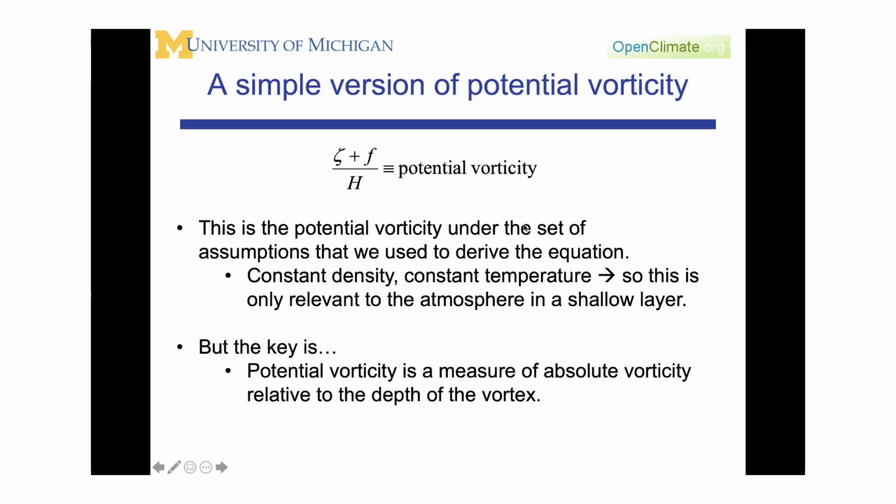This is the potential vorticity under a set of assumptions that we use to derive the equation, where we use constant density, constant temperature. So this is only relevant to an atmosphere in a shallow layer. If you were to conceive of the atmosphere made up of many shallow layers, you could imagine this equation being applied in each of those layers stacked on top of each other. The key here is that potential vorticity is a measure of absolute vorticity relative to the depth of the vortex.